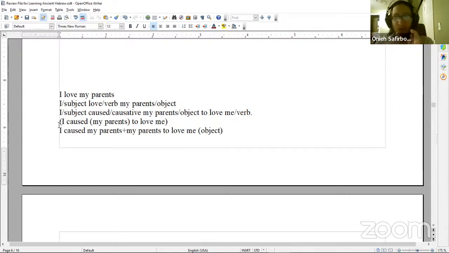But it's like a dual function. It applies to both the parents and me. The cause part applies to me, and what the parents are being caused to do applies to the parents. Okay, and finally we have, well, let's see. Okay, my parents loved me. So my parents now are the subject. Subject, loved, verb, and me, object.